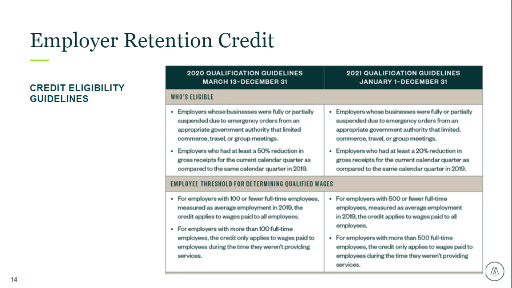So employers who had fully or partially suspended businesses or operations due to emergency orders were allowed to participate in this, and they had to have had at least a 50% reduction in gross receipts. This is for calendar year 2020. In 2021, they reduced it to 20% reduction in gross receipts. 100 or fewer employees for the 2020, and then that was up to 500 or fewer in the revised Consolidated Appropriations Act.